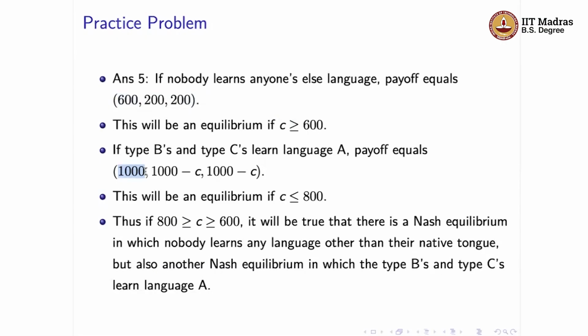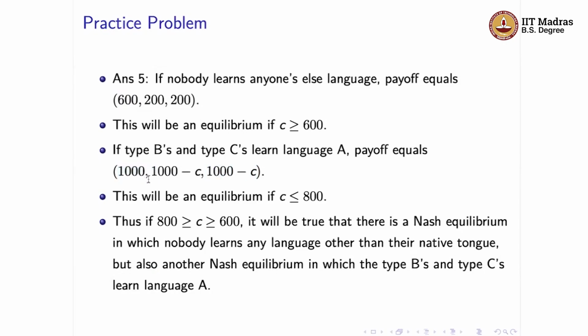What about type B? Each of the type B payoffs is also going to be 1,000 minus C, because now type B's can communicate with all the other 1,000 people, and they just have to incur a cost of C because they learned language A. And similarly, type C also, if they learn language A, their payoff is going to be 1,000 minus C each, right? Now, when is this going to be an equilibrium?